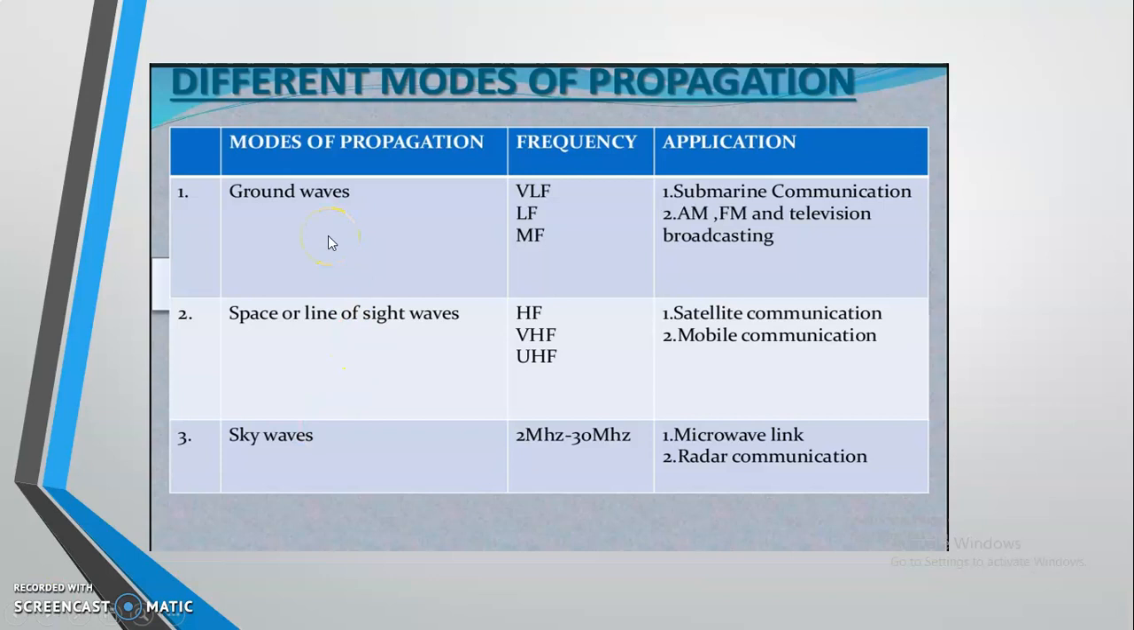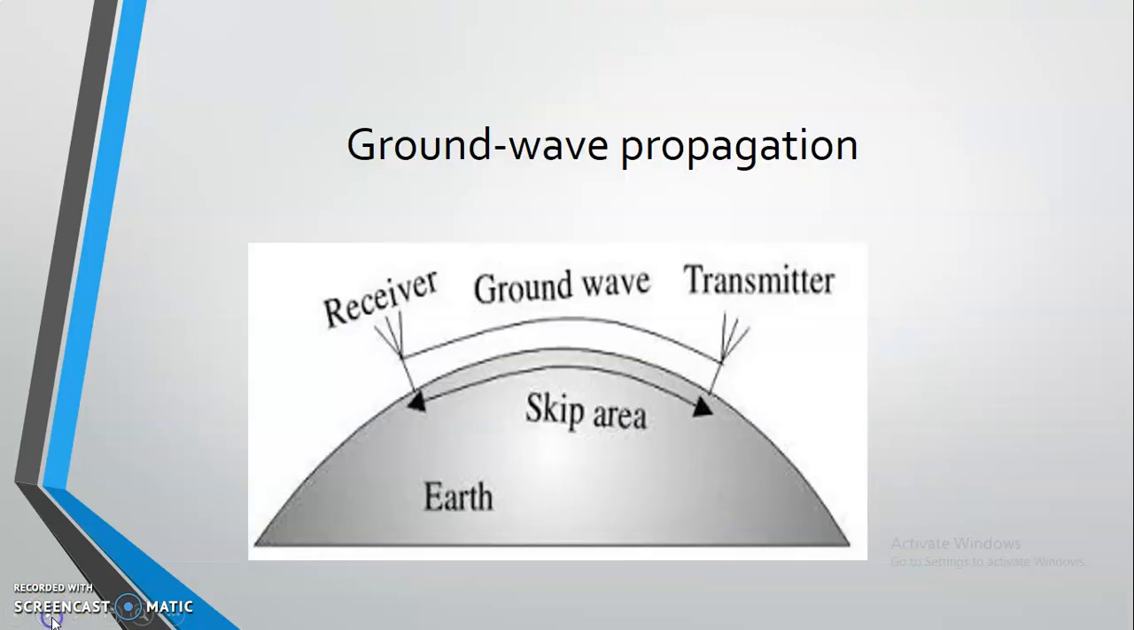One is the ground waves, the other one is space wave propagation or line of sight propagation. The third one is the sky waves. So very low, low and medium frequencies belong to ground waves. The applications: submarine communications, AM, FM and television broadcasting. The space wave propagation is used for these frequencies. The applications: satellite communication and mobile communication. And the sky waves are basically used for microwave links and radar communications.